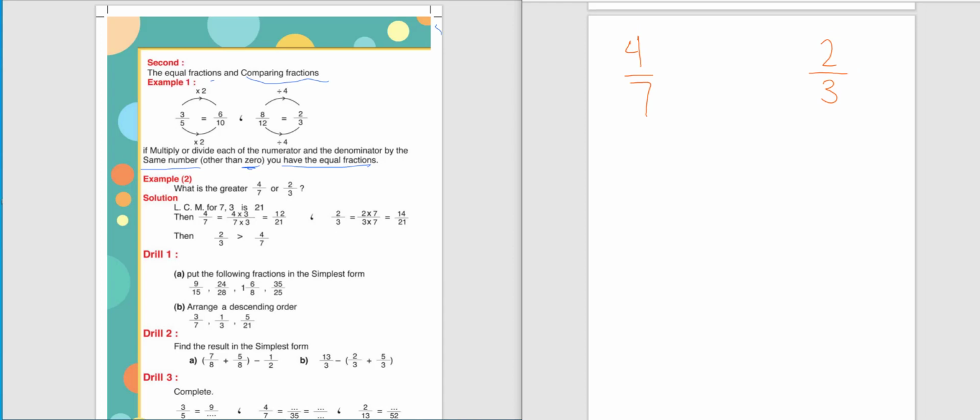We will get to compare between two fractions, the numerator are different and denominator are different. Before we studied how to compare between two fractions, the numerator are same but the denominator are different. For example, if we have 5 over 7 and 6 over 7, what is the greater?